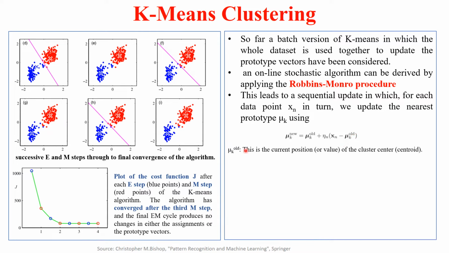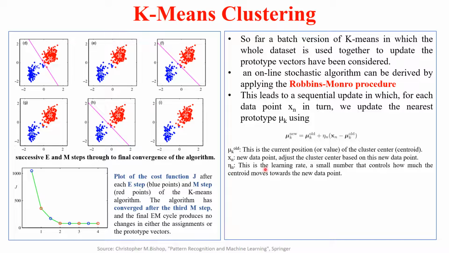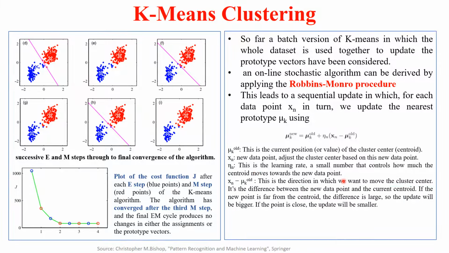Here, mu k old represents the current position or the value of the cluster center, and xn is representing the new data point, and we need to adjust the cluster center based on this new data point. Eta is the learning rate, a small number that is controlling how much the centroid can move towards the new data point. And this factor xn minus mu k old is specifying the direction towards which we have to move the cluster center. This is the difference between the new data point and the current centroid.